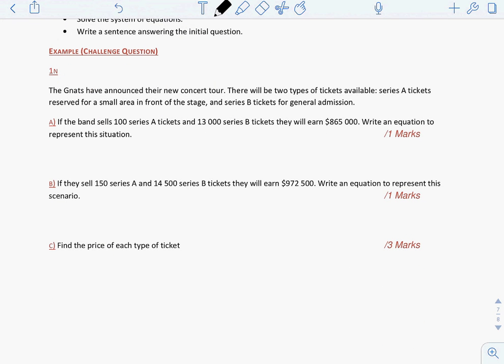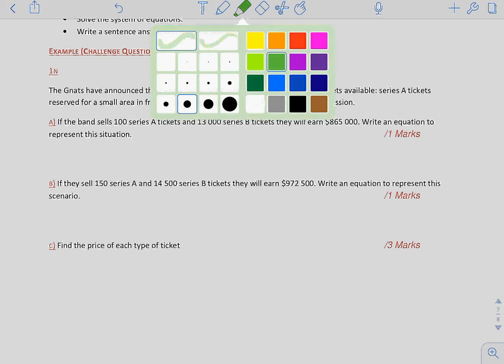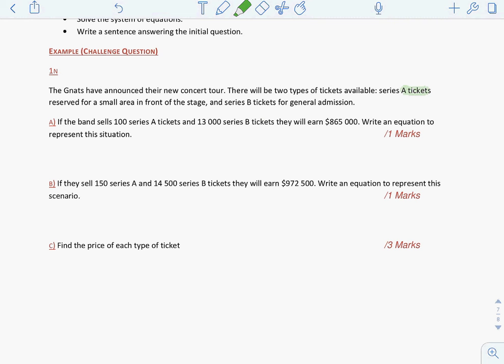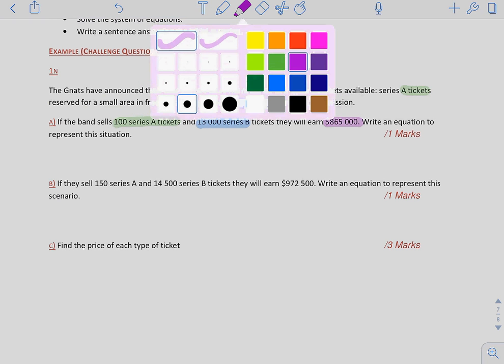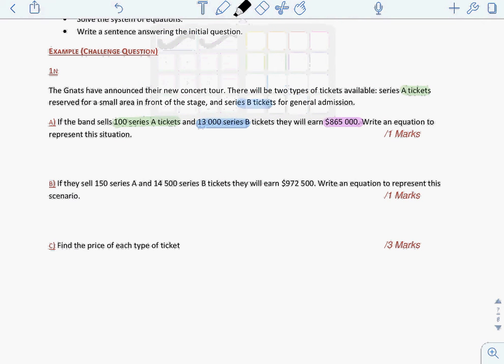Let's go through this. The Nats have announced their new concert tour. There will be 2 types of ticket available. Highlighter out. Series A tickets, reserved for a small area in front of the stage. And then we've also got Series B tickets, which is just your general admission. Part A says if the band sells 100 Series A tickets and 13,000 Series B tickets, in total they're going to earn $865,000. The first step here is to write an equation that represents this situation.